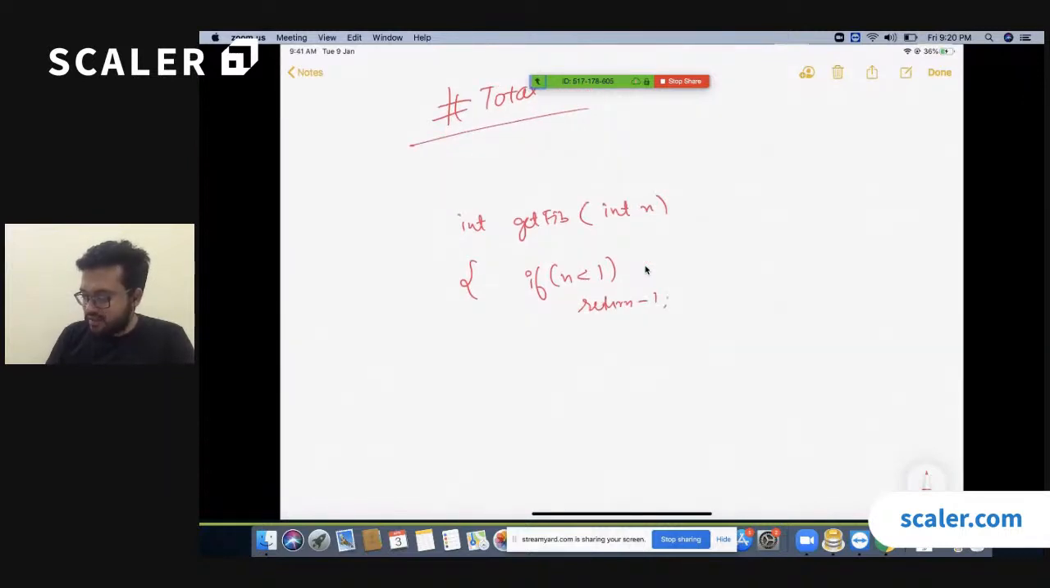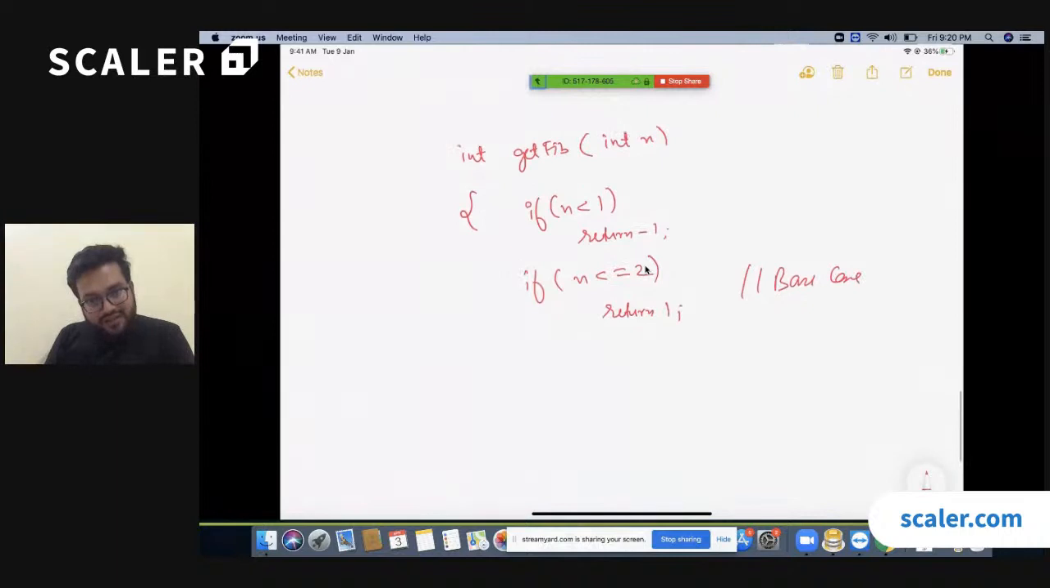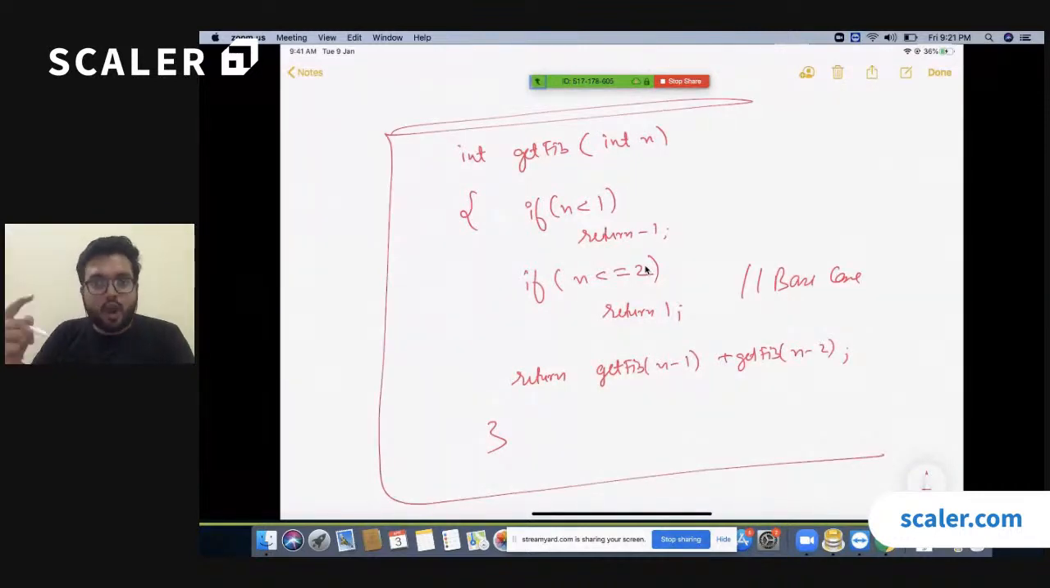Now, if this is not the case, if n happens to be less than or equal to 2, that is, if n happens to be exactly 1 or 2, that is, you want the first Fibonacci number or the second Fibonacci number, you are just going to return 1. This is the base case that we have by definition. Now, after this, for any other n, you would simply be calling f of n minus 1 and f of n minus 2. So a simple recursive solution would look something like this. That's simply going to return getFib for n minus 1 plus getFib for n minus 2. This is a simple recursive problem, but you see a lot of recomputations are happening here.